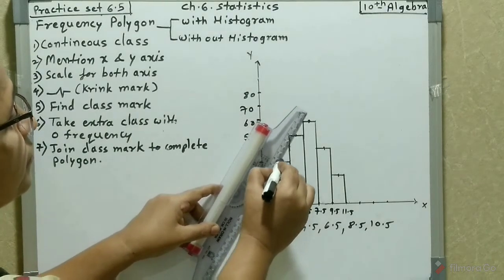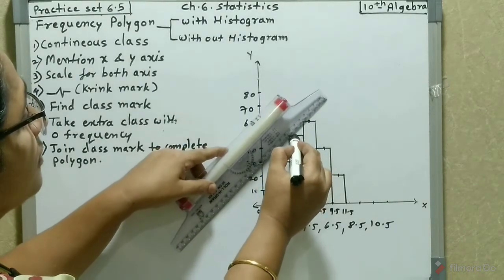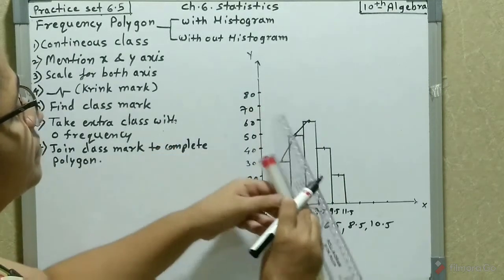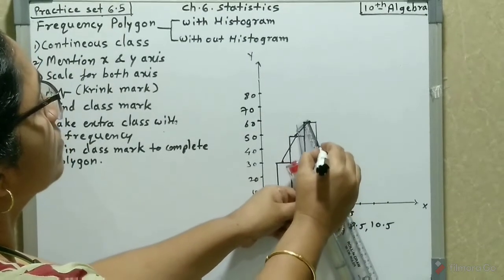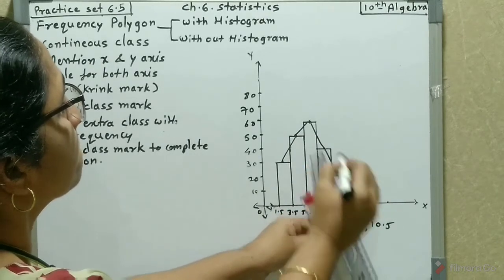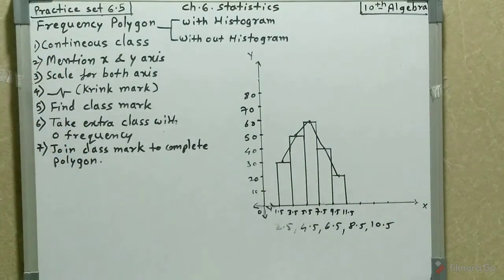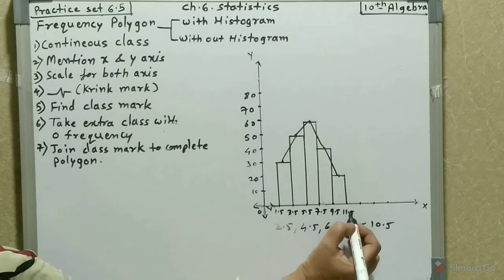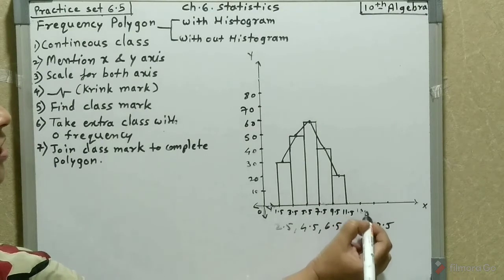with the help of a scale. Okay, so this is our polygon. Is this a complete polygon? No, this is not a complete polygon. So we take extra classes with zero frequency. Suppose we take an extra class here, from 11.5 to 13.5. So this is our extra class.